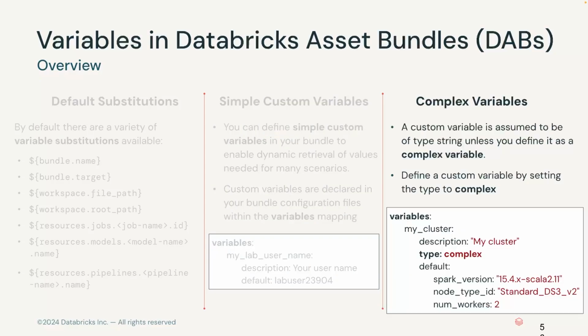You can define both simple and complex custom variables in your Databricks asset bundles to enable dynamic retrieval of values for various scenarios. By default, a simple custom variable is assumed to be of type string. However, if you need more complex data, you can define a custom variable as a complex type using the type complex mapping. For example, in this case, we create a complex variable named my_cluster with a default value specifying the Spark version, node type, and the number of workers.